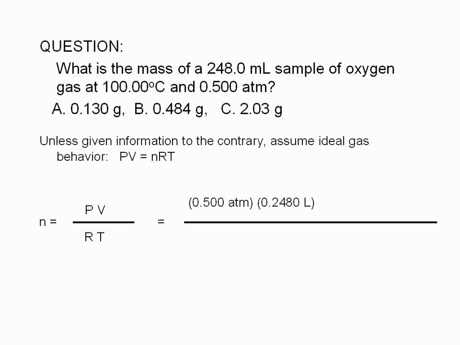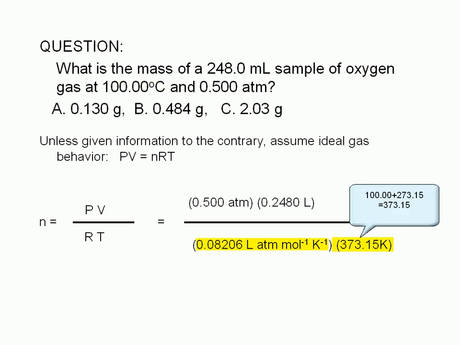For the denominator, we plug in 0.08206 liter atmospheres per mole per Kelvin as the value for R, and plug in the absolute temperature in Kelvin. The problem gives us 100.00 degrees Celsius. We simply add 273.15 to the Celsius temperature to get the absolute temperature in Kelvin.